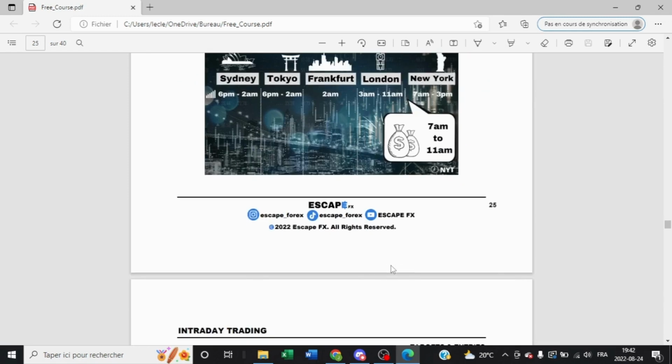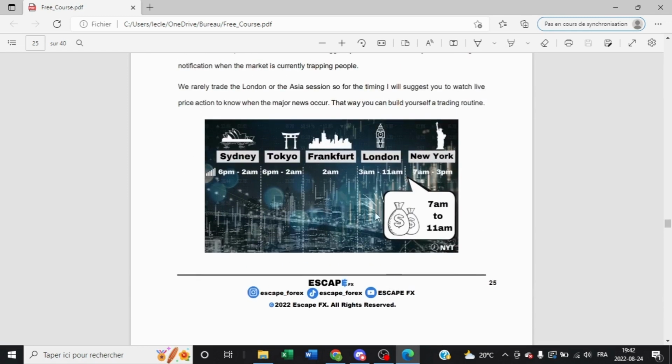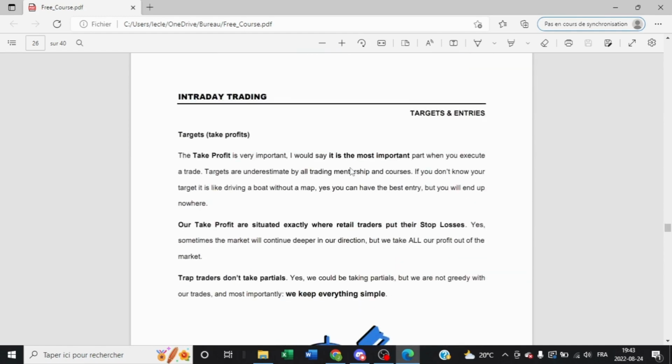Also, the traps can be applied at any time. So sometimes you're going to have a trap in Tokyo. Sometimes you're going to have a trap in London. It depends.